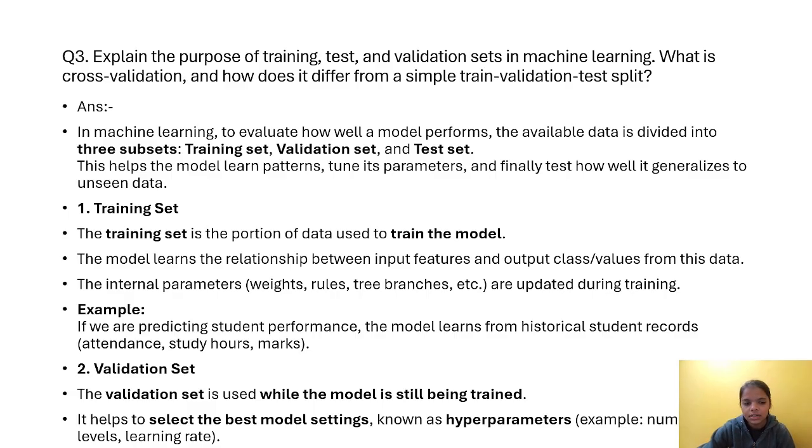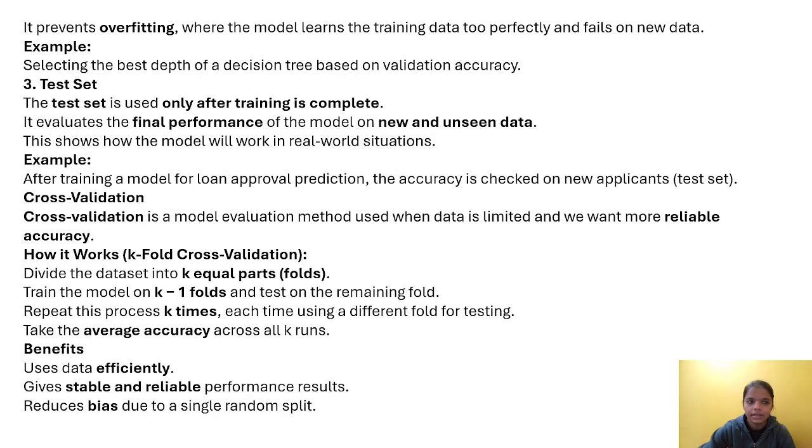Second one, the validation set. The validation set is used while the model is still being trained. It helps to select the best model settings known as hyperparameters, for example, number of trees, levels, and learning rate. It prevents overfitting, where the model learns the training data too perfectly and fails on new data examples. Example: selecting the best depth of a decision tree based on validation accuracy.